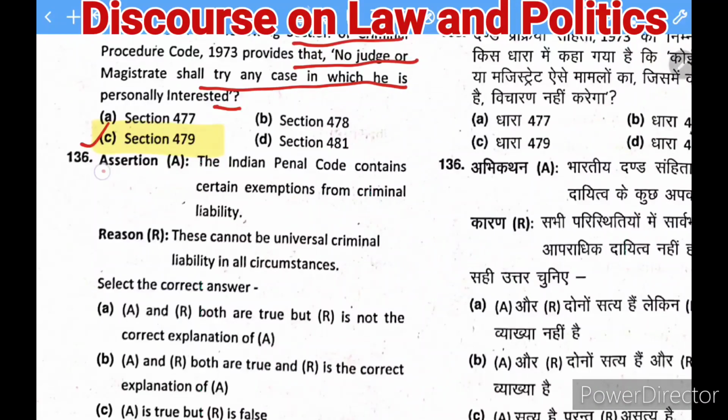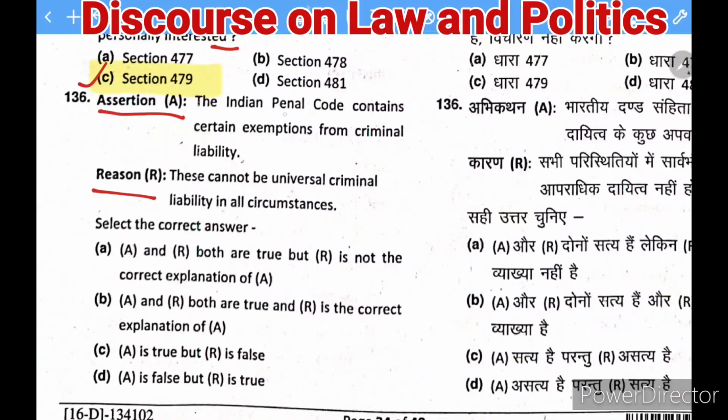Okay, moving to the next question, it is based on assertion and reason. The Indian Penal Code contains certain exemptions from criminal liability. Yes, it is correct. These cannot be universal criminal liability in all circumstances. Yes, of course they have exemptions, but this can't be criminal liability in all circumstances. So there is some reason between the assertion A and R, and they are explaining rightly. Therefore the correct option here is that A and R are true, and R is the correct explanation of A.